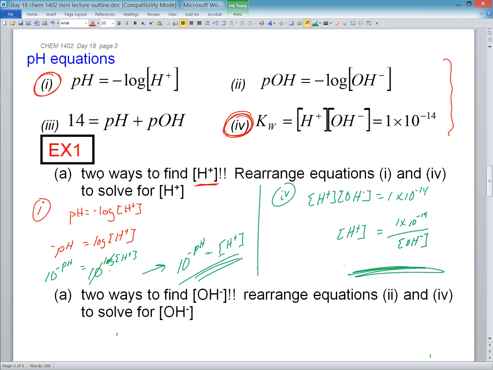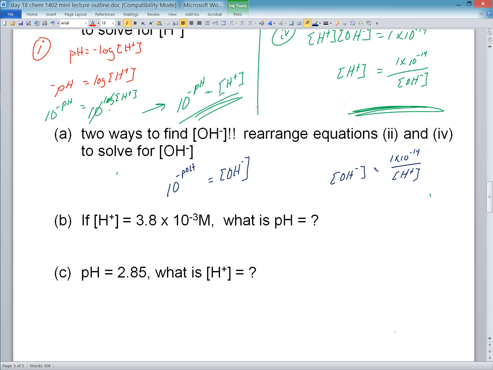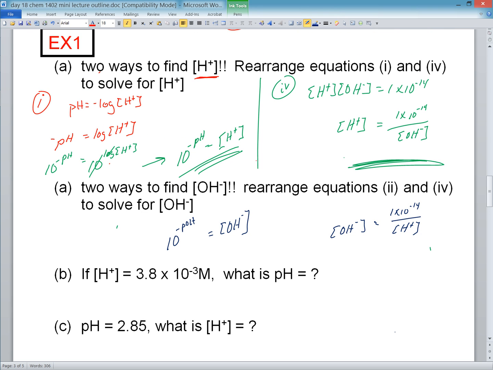Likewise, there are 2 ways to find the hydroxide, right? We have a similar relation. Now we've got pOH is the negative log of hydroxide. Well then, how could you find hydroxide? What would be hydroxide? 10 to the negative pOH. Right? Over here, what would be hydroxide? Just divide both sides by the hydrogen ion concentration. Okay. So it's not so bad, right? So here's a couple to practice on. They said that the hydrogen ion concentration is 3.8 times 10 to the negative 3. What's pH?